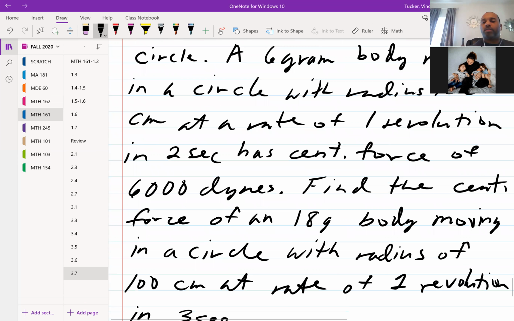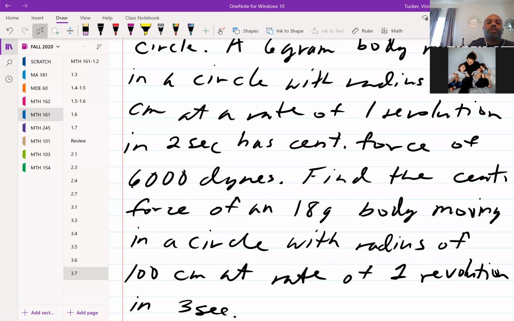All right, so a 6 gram body moving in a circle with radius 100 centimeters at a rate of 1 revolution in 2 seconds has a centrifugal force of 6,000 dynes. Find the centrifugal force of an 18 gram body moving in a circle with a radius of 100 centimeters at a rate of 1 revolution in 3 seconds. All right, I'll give you a chance to finish writing and then we'll walk it out.